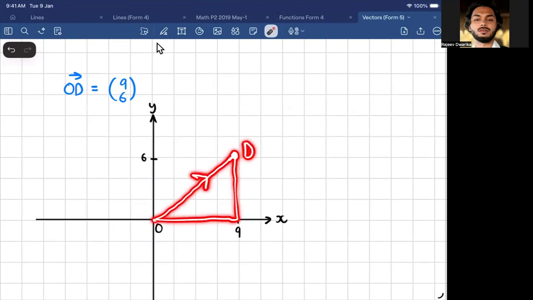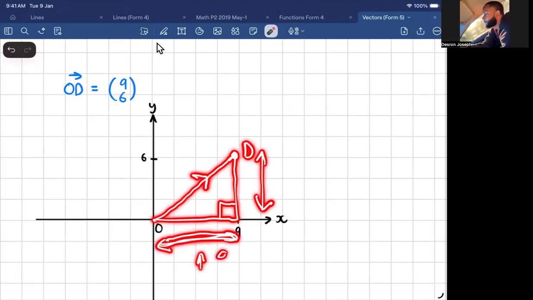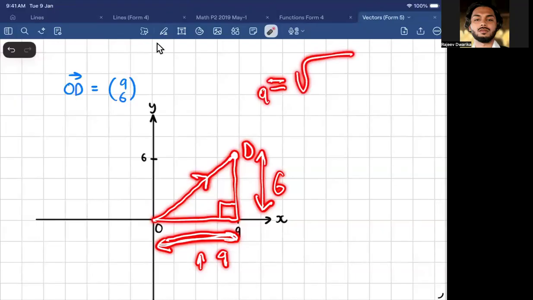Notice it forms what kind of triangle? It forms a right-angle triangle. And we know what this length is? This length here is 6, and this one over here is 9. So then I have 9, 6 here, and we could use Pythagoras' theorem. Pythagoras' theorem says that a is equal to the square root of b squared plus c squared. Now a is the hypotenuse, and in this case, O to D would be the hypotenuse. What would the other two sides be?